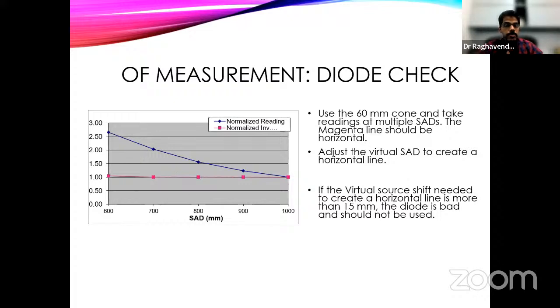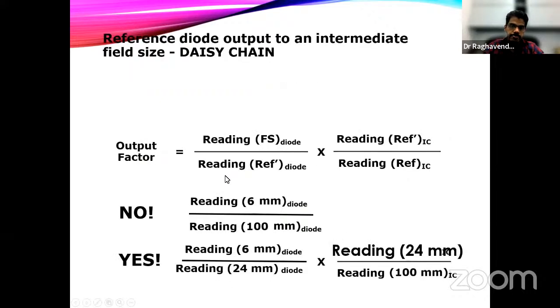That means the chamber's response is also doing good, because you have measured from 600 to 1000, and you have given the same MU. So both parameters work. If the red line remains very close to 1, that means your chamber is doing a good job. So you can use that particular chamber.